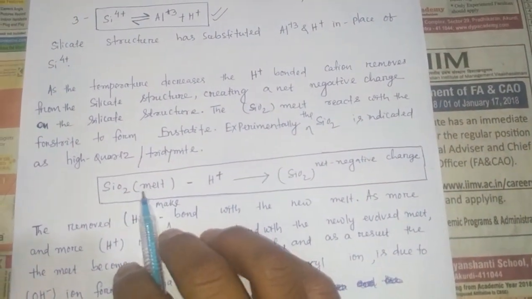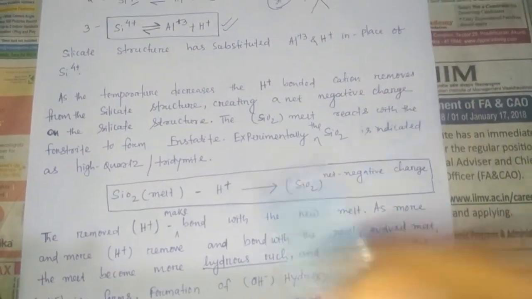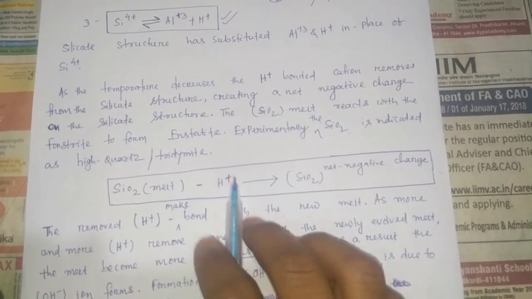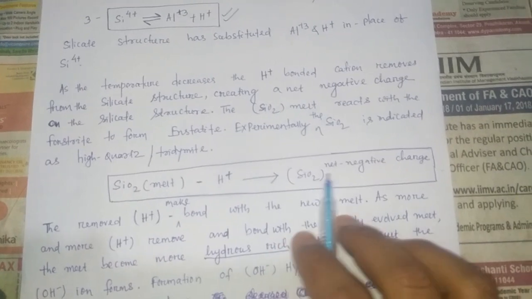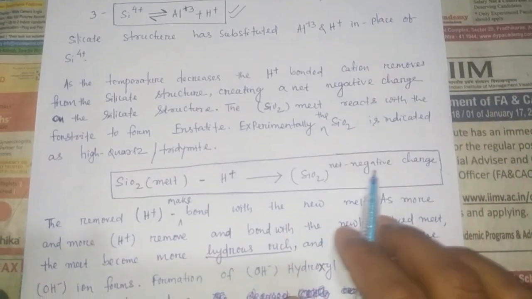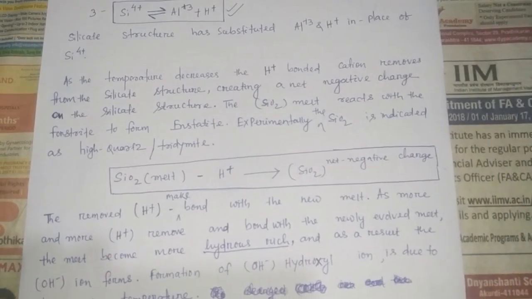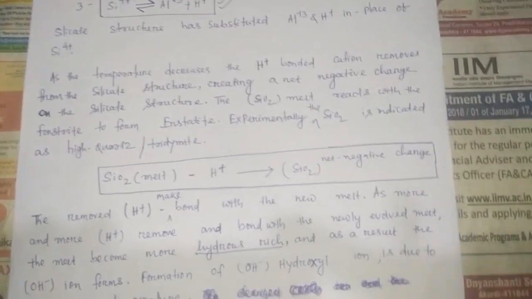And I have written the same thing in the bracket, that SiO2 melt, and I have removed one H+ ion, and I have the same composition of the melt SiO2 but with a net negative charge. Due to the net negative charge, the melt reacts with the olivine to form enstatite.